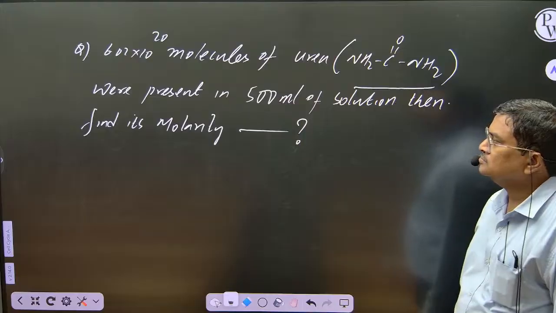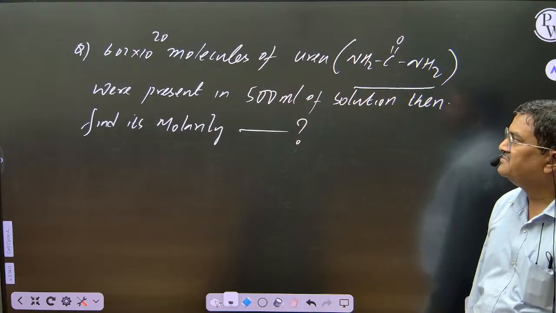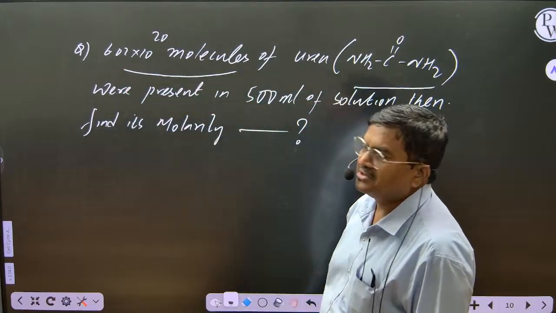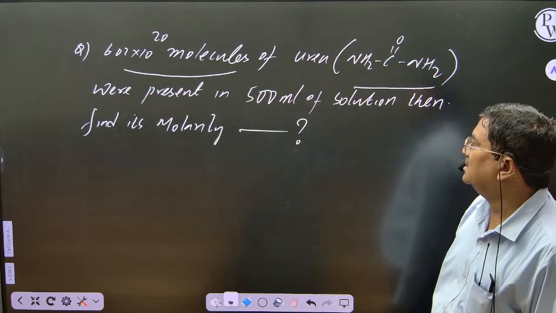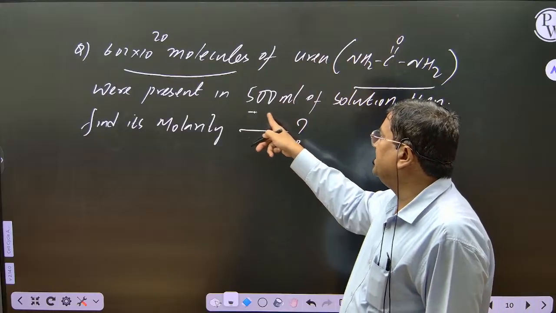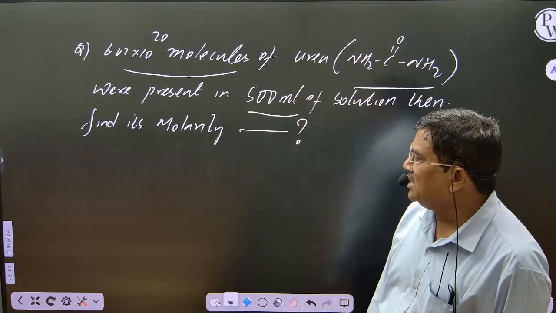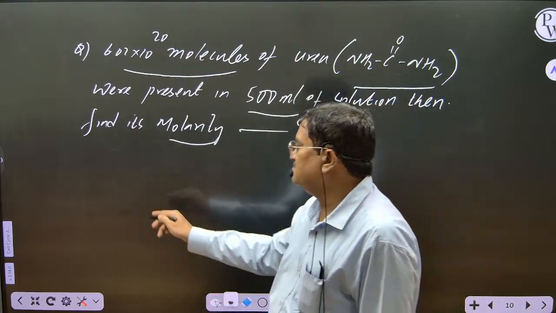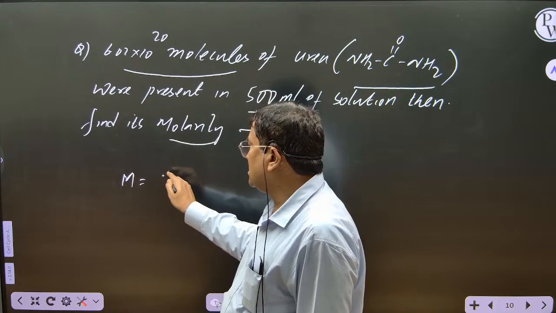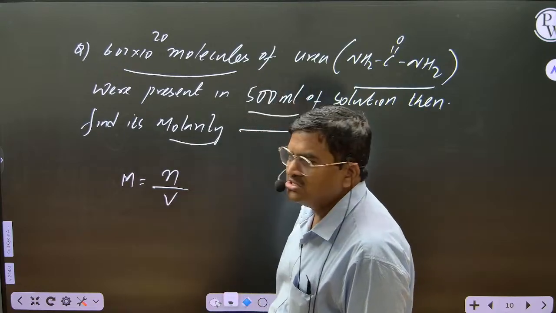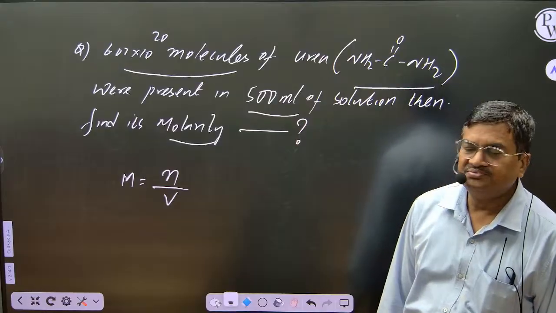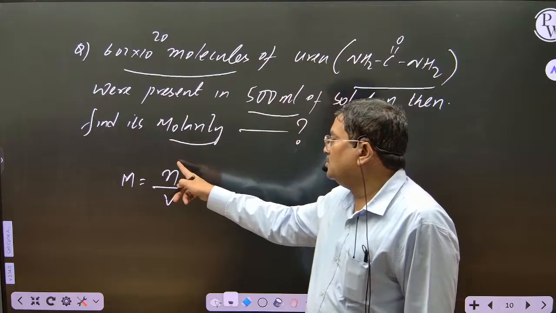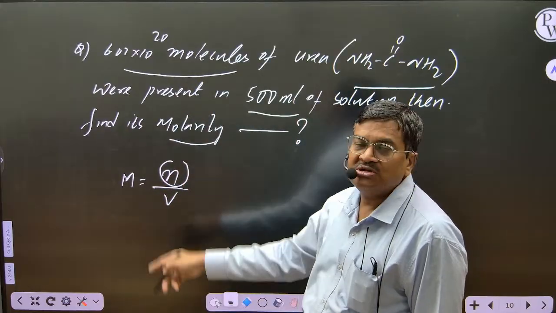Now, question understood, what has he given? Molecules are given to you. How many molecules? 6.02 into 10 power 20 molecules of urea. They were present in 500 ml of solution, it is saying. So molarity, how do we get? Think, students, molarity means what we learned. First you have to recollect that molarity is nothing but the number of moles present in volume of solution in liter. Had he given moles to you directly, it would be easy, but no.